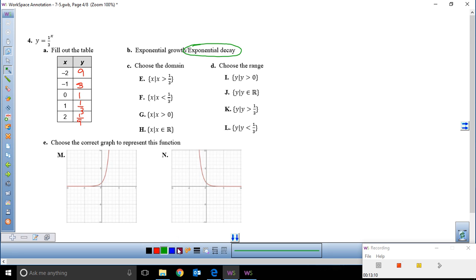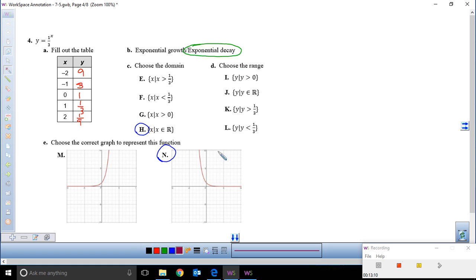Now I'm going to come down here and choose which graph best represents exponential decay. If it's decaying, it's getting smaller as we're going on, so we want our graph to get smaller as we move from left to right. Now we can easily choose the domain. The domain represents the x value, so I can choose any x value to go in there, which means it's going to be the set of all real numbers.